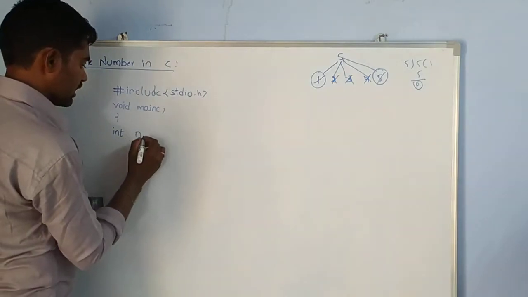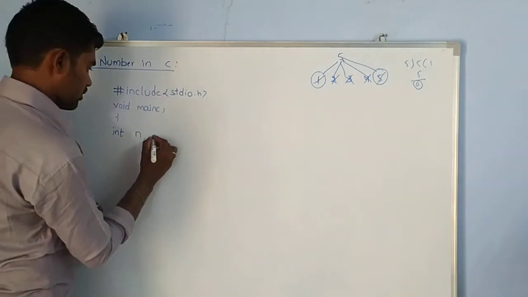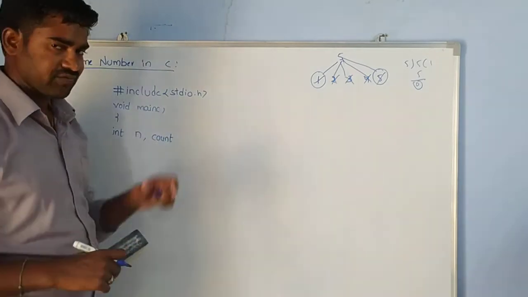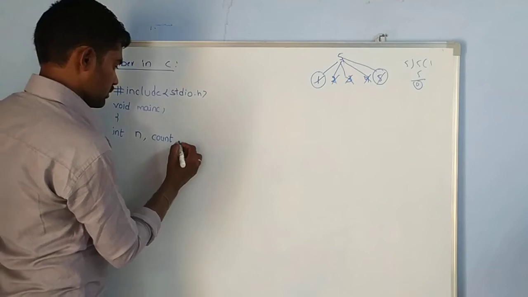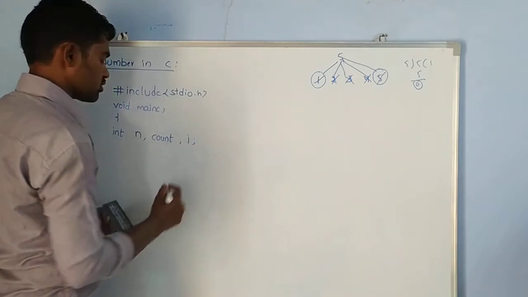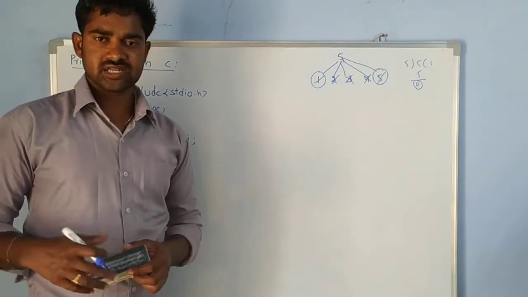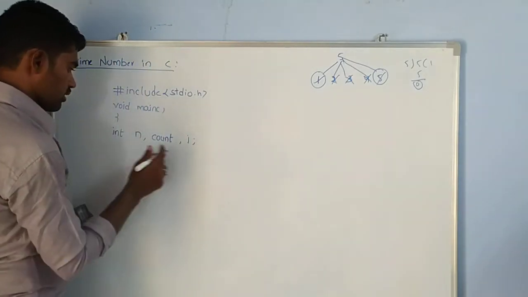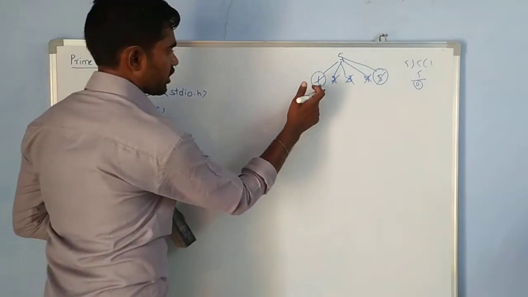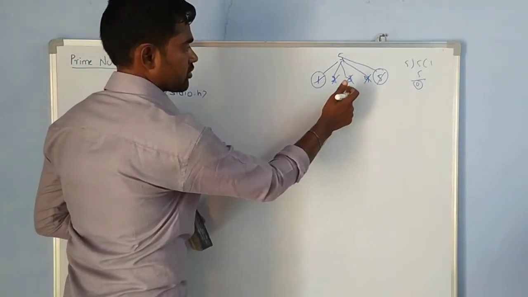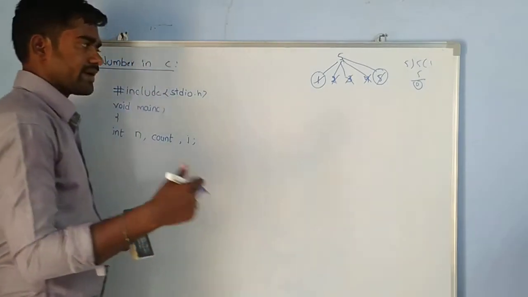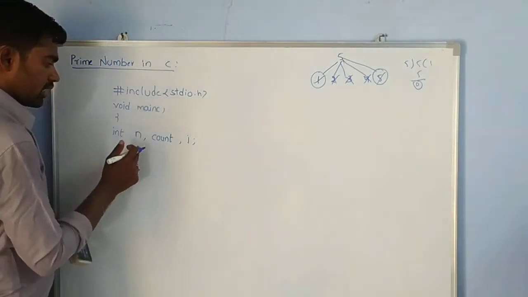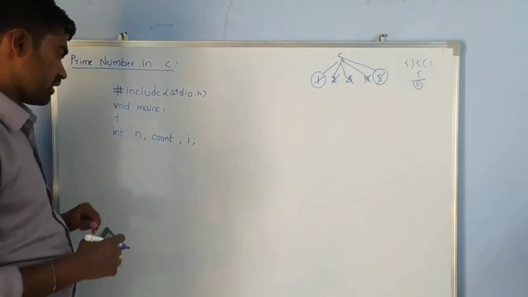Here n is nothing but the number. Count is used to count the factors of that number. Then I use a variable i for the looping statement. Why am I using i? To check whether 1 is divisible, 2 is divisible, 3 is divisible, next 4 and 5, and so on. For that purpose I am using it here.